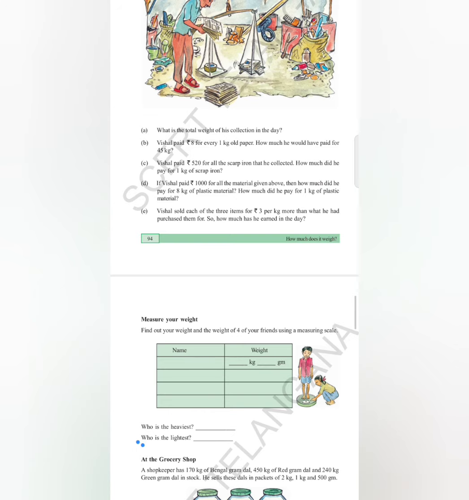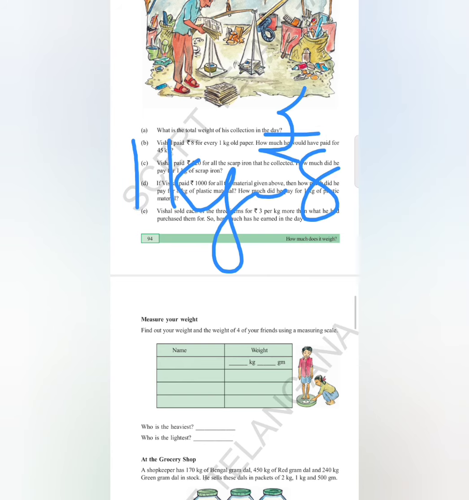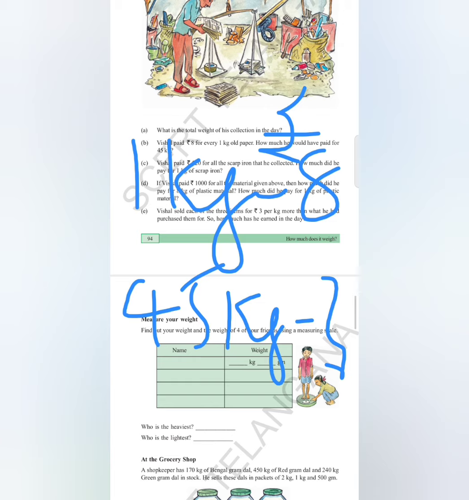So Vishal paid rupees 8. For 1 kg he is paying 8 rupees, and for 45 kgs how much amount will be paid by him? So now you answer me. For 1 kg the amount is 8 rupees. For 45 kgs the amount is question mark. So are we going to decrease or increase the quantity here? It is very clear that the quantity is getting increased from 1 kg to 45 kgs.